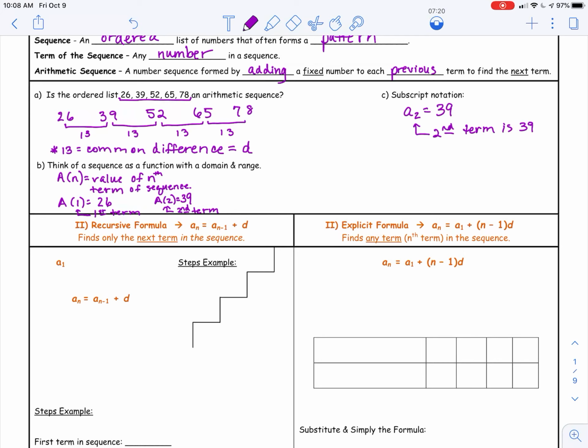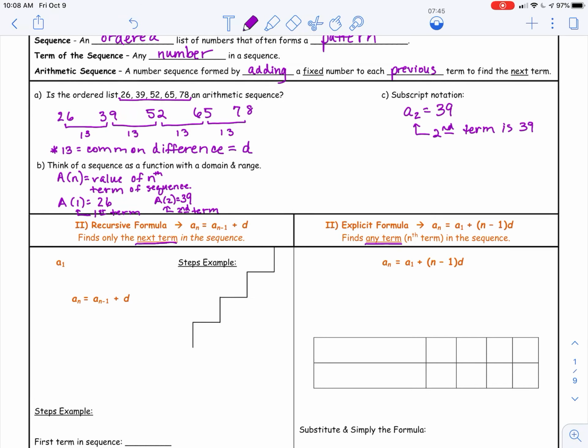What we're going to figure out about these is, first of all, the recursive formula is used to find only the next term in a sequence. Whereas the explicit formula will find any term, the nth term. So it doesn't have to find just the next term. This formula will help us identify any term in the sequence. And we're going to see this in action here.